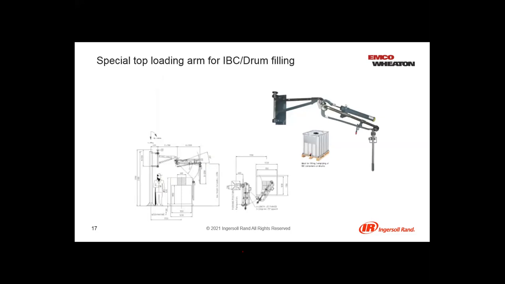And the last example for top loading arm, special loading arm by the top, is for IBC or drum filling with a 2-inch loading arm with a little valve and operated manually. It's of course safer and easier than moving a hose on the floor.